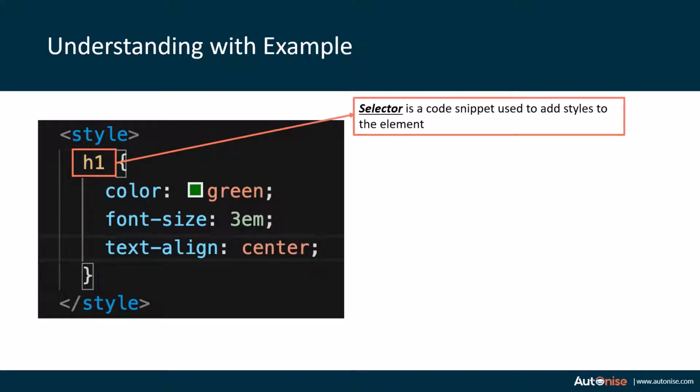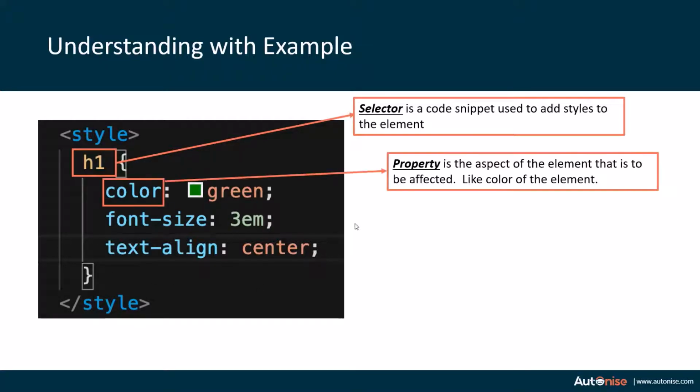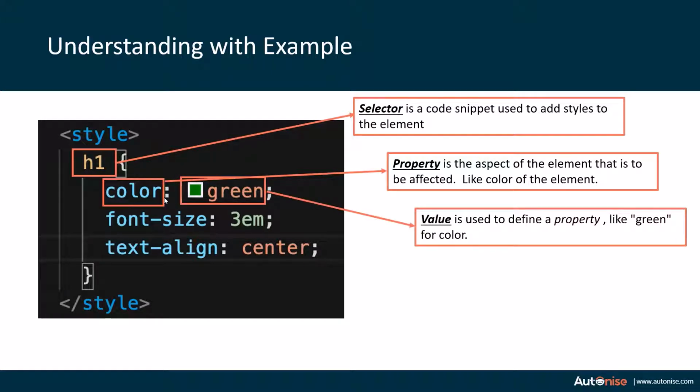Over here, your h1, which is the h1 tag, is the selector. This selector chooses the h1 element and all h1 elements will have the following styles. Next, there is the color. The color is the property over here and we can define a value of this color which will be applied to the h1 selector. Over here the property is color and the corresponding value is green. So all h1 tags will have the text color to be green.